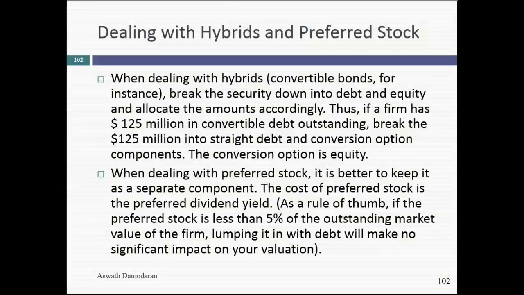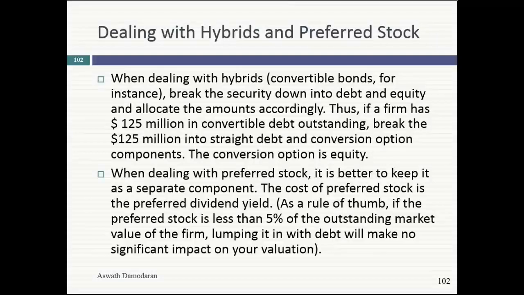Final piece. When you look at your company, some of you might discover that you have securities that are not quite debt and not quite equity. Convertible bonds. So where do I put that? Preferred stock. Where do I put that? If you have these hybrids, you want to break them down into their debt and equity components. So this is the last thing for today.